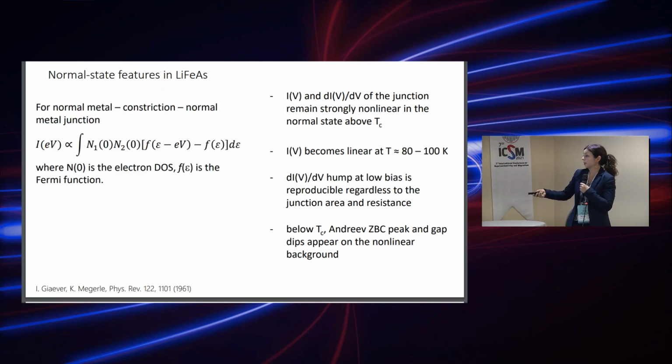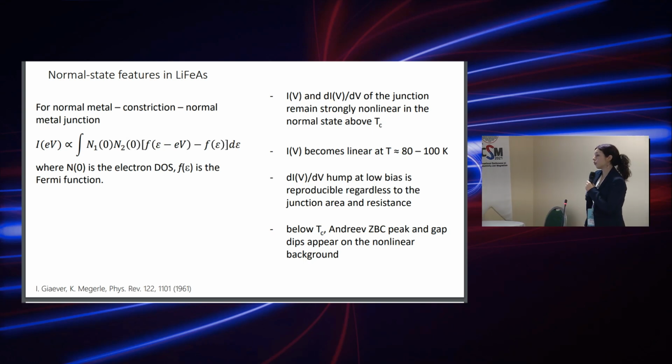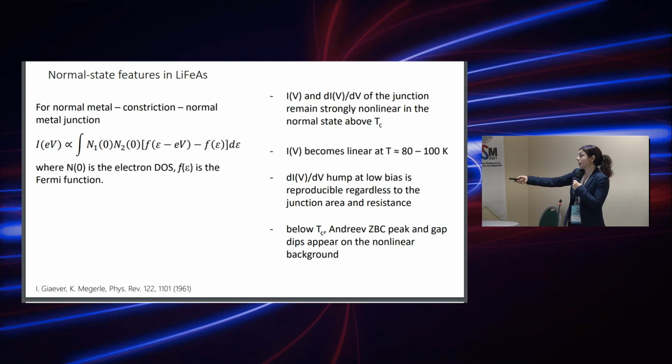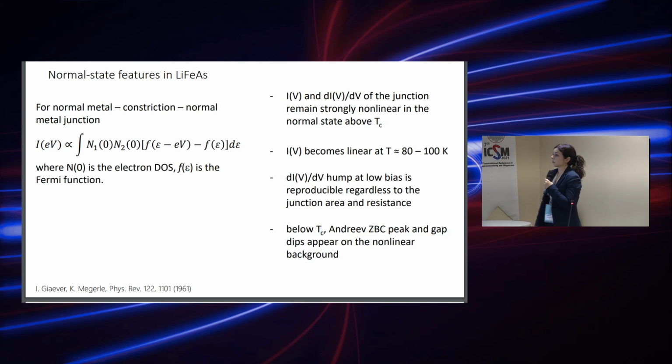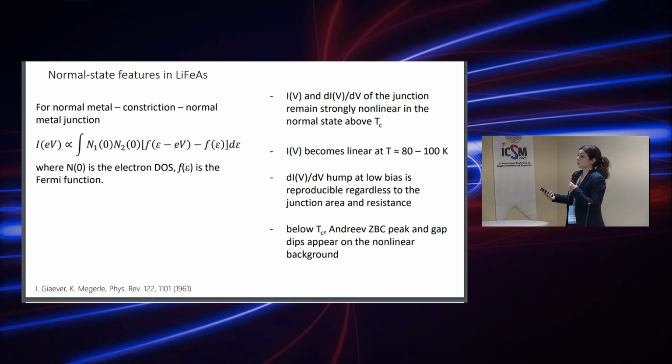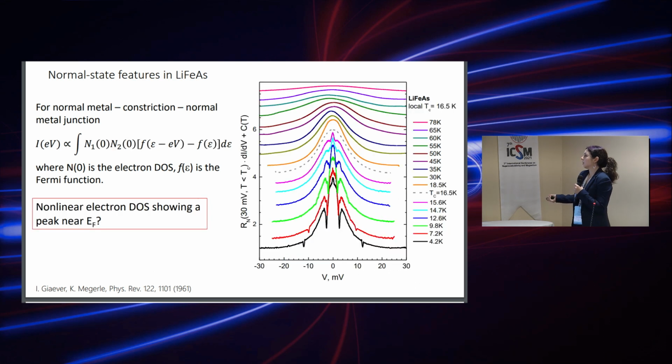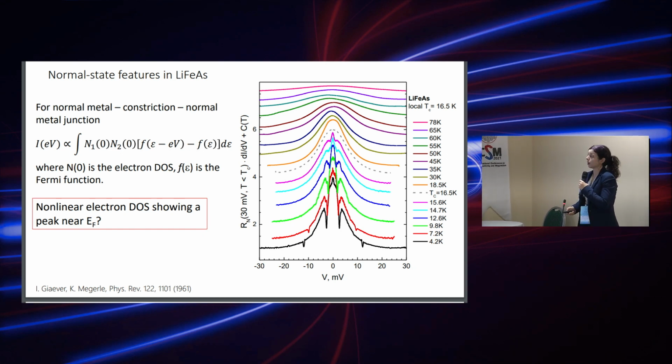According to the classical tunneling approach by Giaever and Megerle, the current through the tunneling junction in the normal state is determined by the density of states in the normal state banks. So if we observe such strong nonlinearity, the most trivial reason would be a nonlinear electron density of states distribution that shows a peak near the Fermi level, which could be caused, for example, by a flat band in the vicinity of the Fermi level.